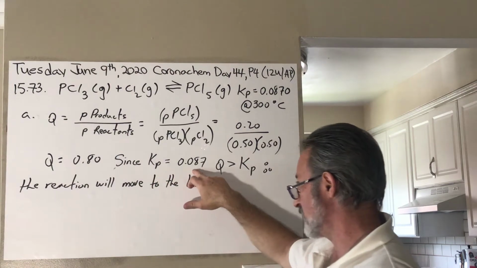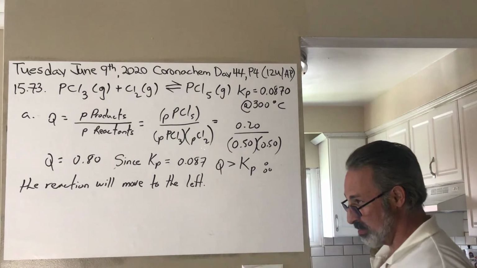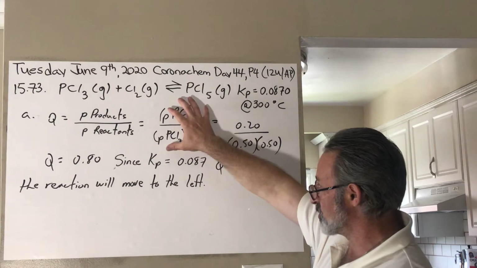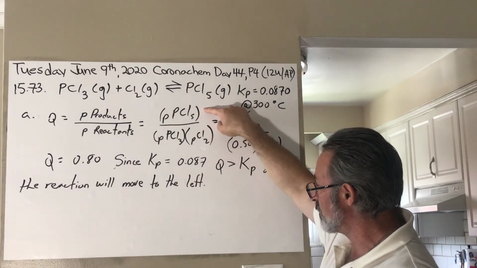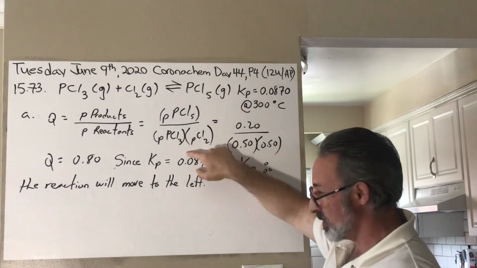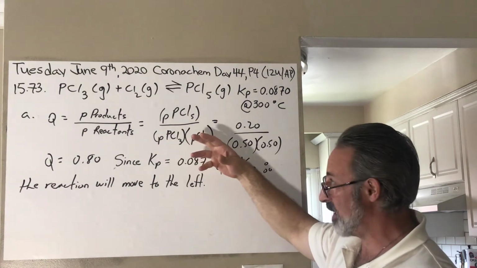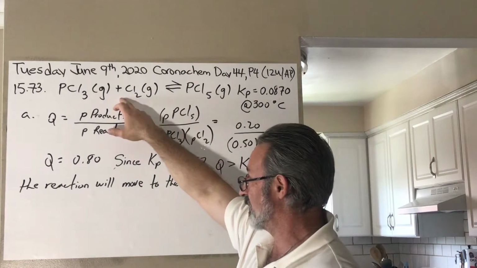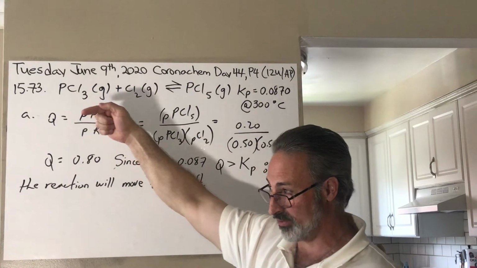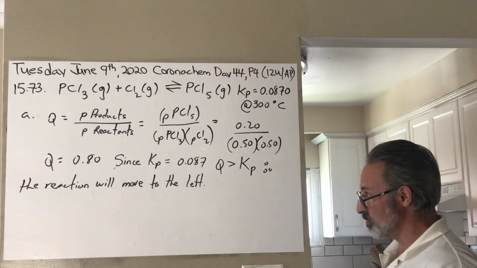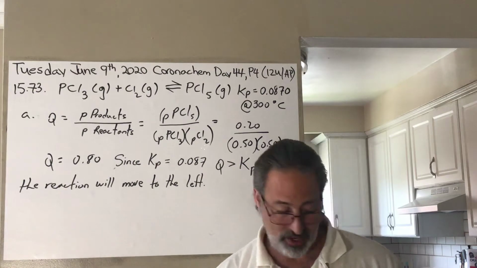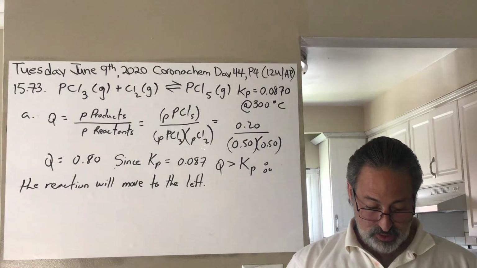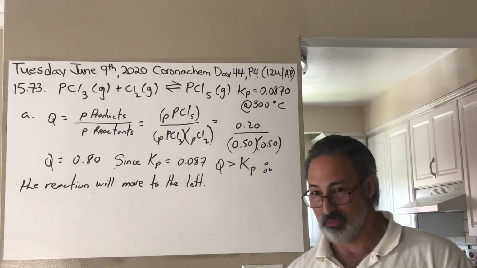And Kp is 0.087, so Q is a lot larger than Kp. That means that to make this number smaller, you have to either reduce the numerator or increase the denominator, or both. How is that going to happen? Well, you reduce the numerator by producing less of this and more of that. So that means the reaction is going to move left. And since the reaction is going to move left, we could set it up so that when we answer the second part of the question, the ice table will have a value minus x.